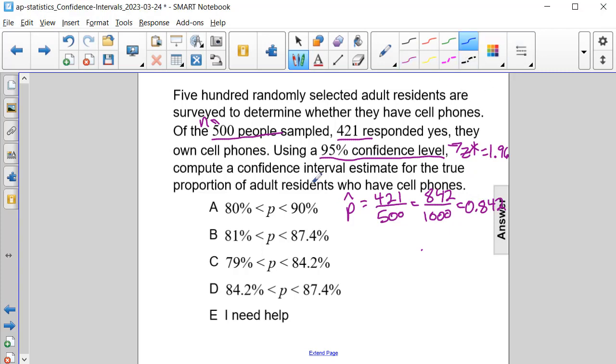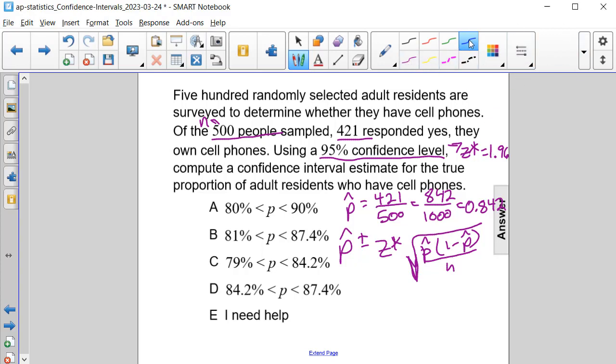And now that we know our P hat value and we have the Z star value and our N value, we can substitute them into our formula to determine the confidence interval. So that's going to be our sample proportion, or P hat, plus or minus our Z star value times the square root of P hat times 1 minus P hat, all divided by N. And this entire fraction is within the square root.